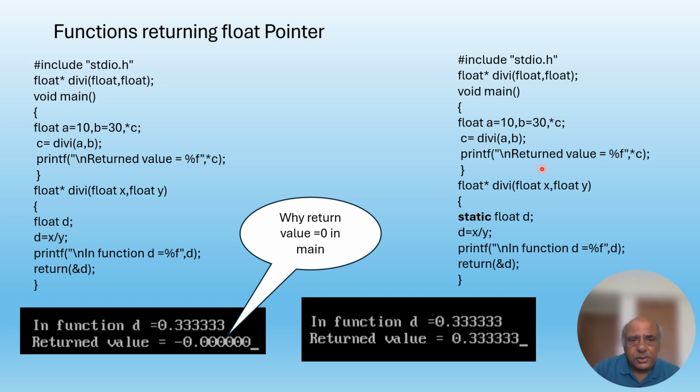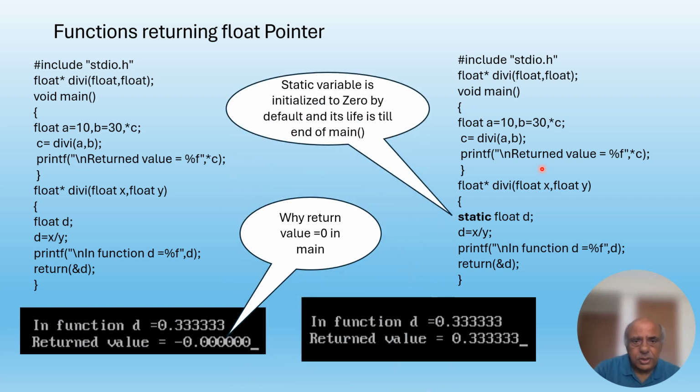So whenever a pointer is returned from a function, care should be taken that the variable to which that pointer points should be declared as static, so that the variable will remain intact till main ends. Here a static variable is initialized to 0 by default and its life is till the end of main. So its life is till the program ends.